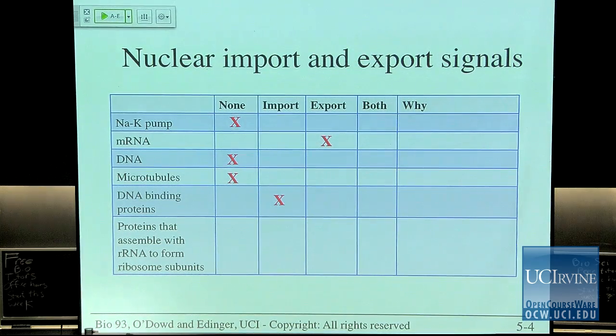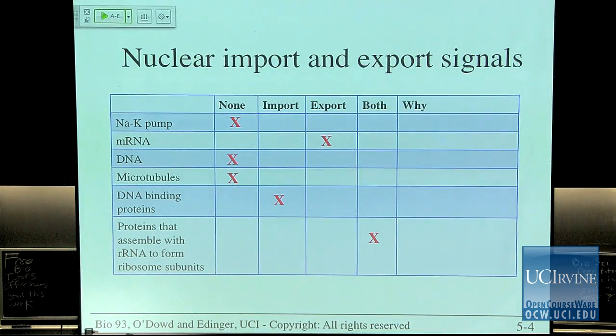And then where do the ribosomes function? Outside. So what do they have to have? Both. The proteins have to be able to get inside so that they can assemble to form the ribosomal subunits, and then the subunits have to get exported to the cytoplasm where they can join up with mRNAs and then each other and form functional ribosomes.